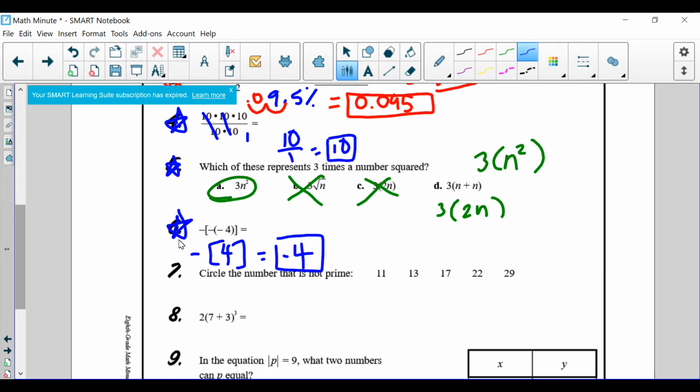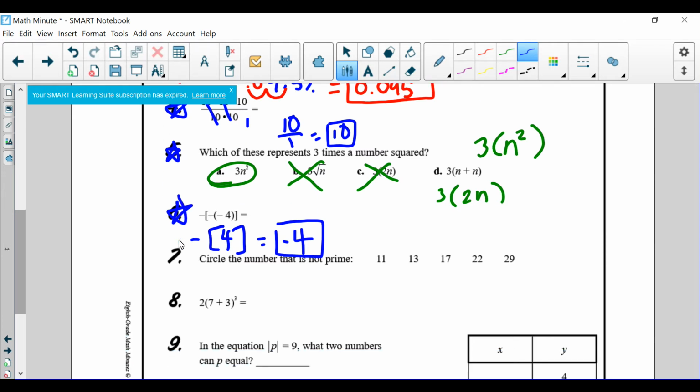Next, number 7. Number 7, that is talking about prime numbers. Remember, prime numbers are numbers that only have 2 factors. So if we look at 11, 11 only has 2 factors, 1 and 11. So this one is prime, so we can't use it. 13. 13 also only has 2 factors. It's 1 and 13. Therefore, it is also just prime. 17 also has 2 factors, 1 and 17. That's also simply prime.